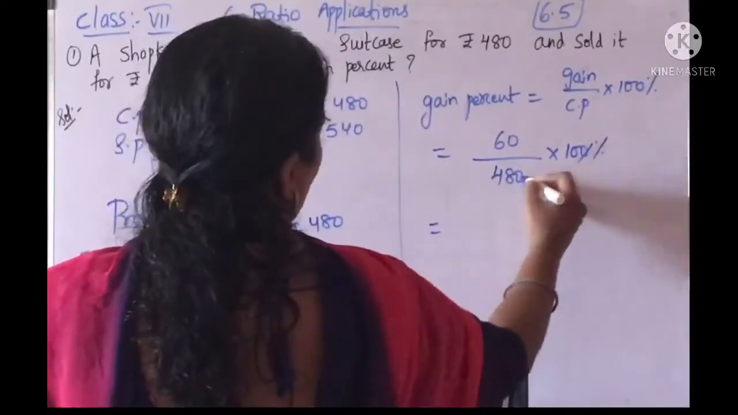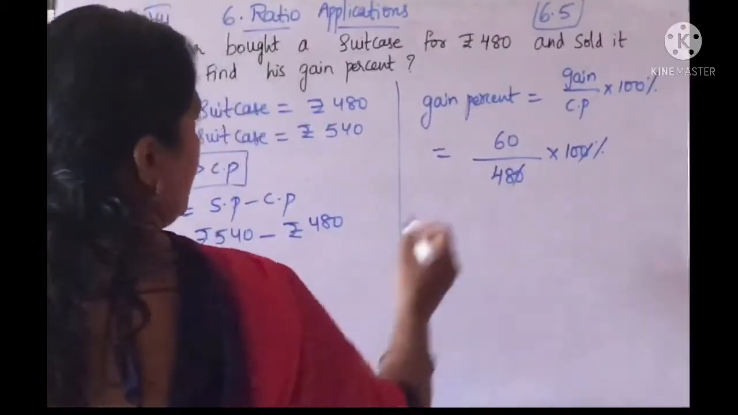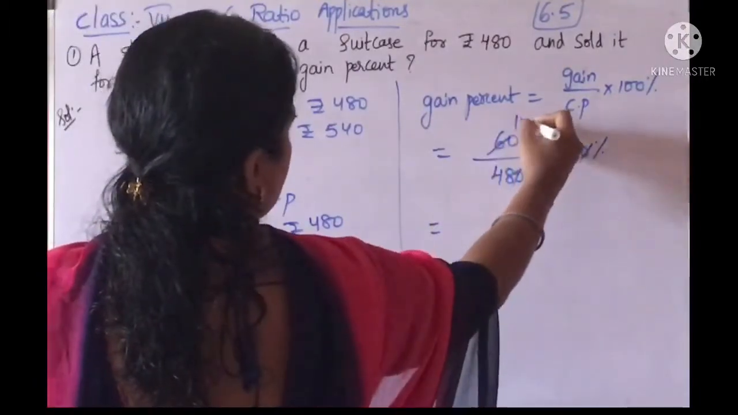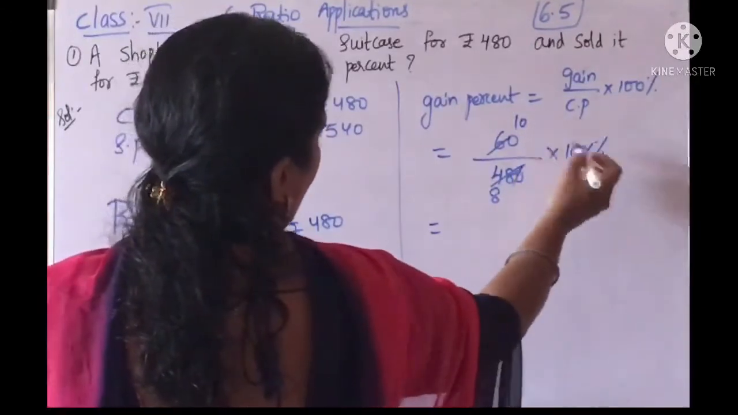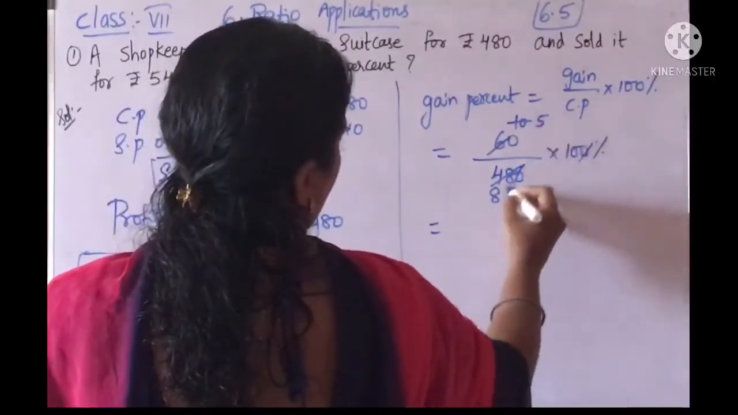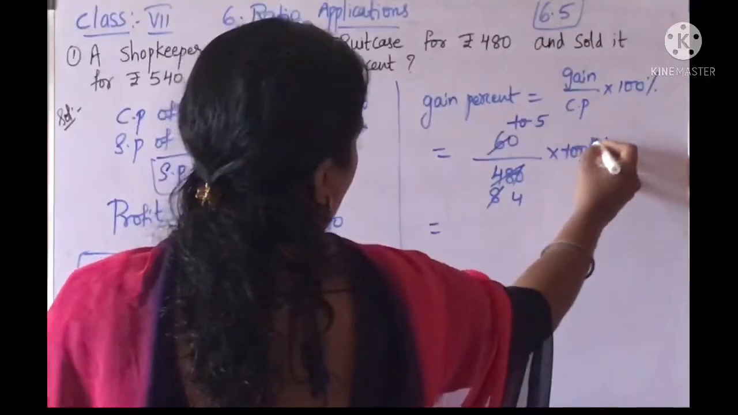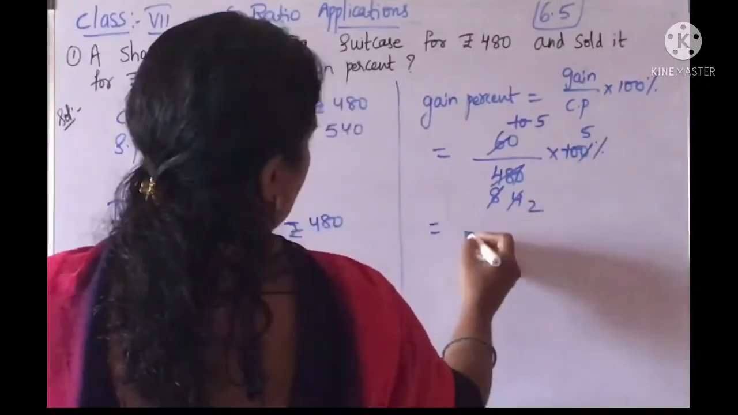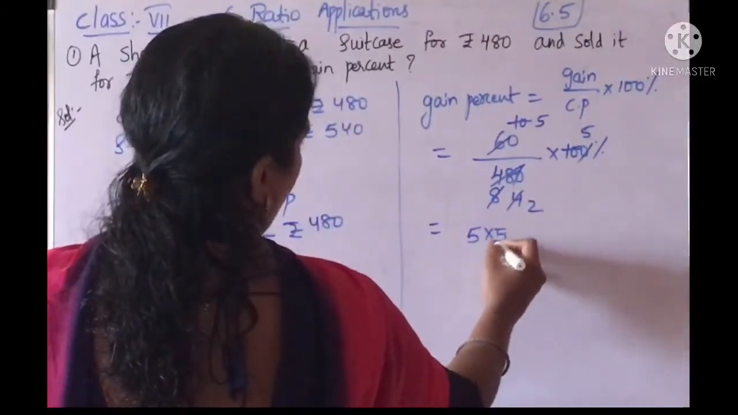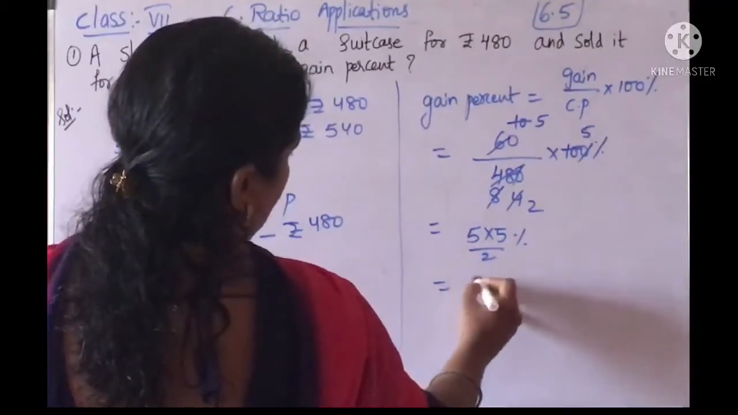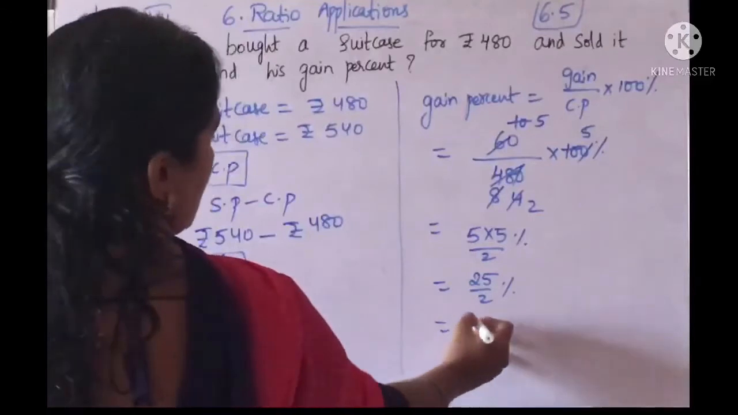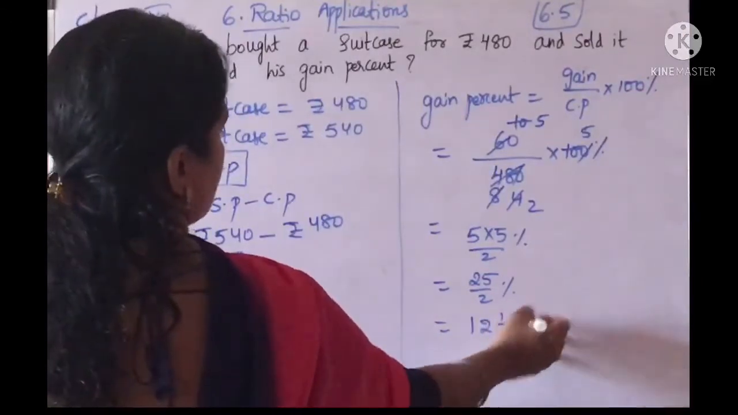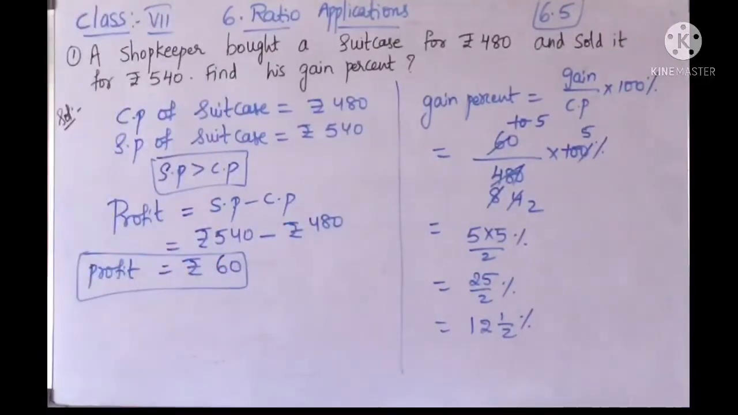We have to convert this 60 by 480 into percentage. Here 0 gets cancelled. 6 ones are 6, 6 eights are 48. So here you will get 5 fours are 20, and here 5 twos are 10. Finally you got 5 into 5 by 2 percentage, that is 25 by 2 percentage. 25 by 2 is nothing but 12 1 by 2 percentage. So finally you got the gain percentage 12 1 by 2 percentage.